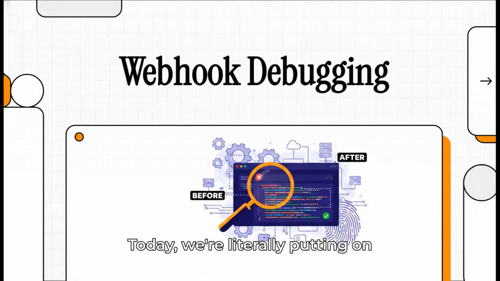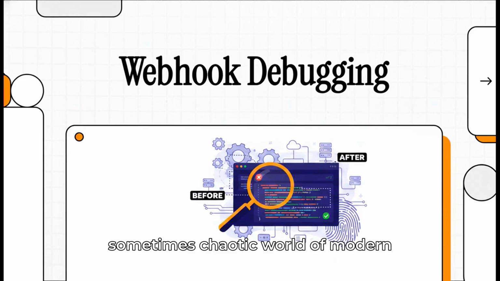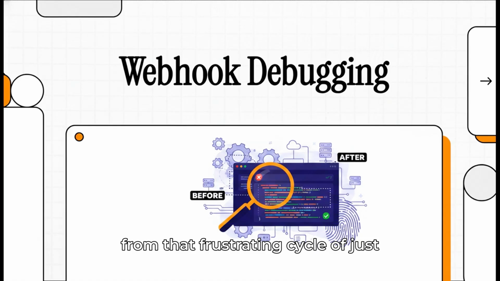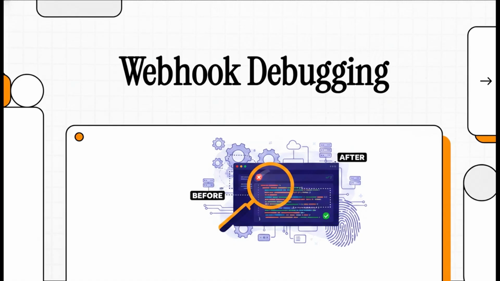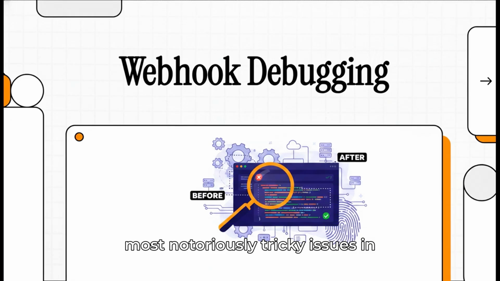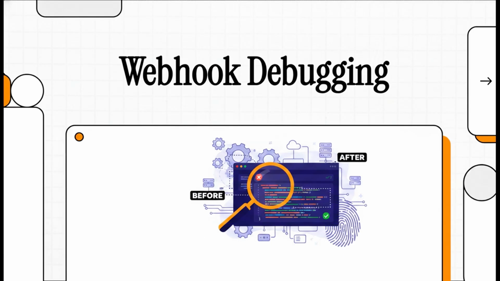Today, we're literally putting on our detective hats and stepping into the fascinating and sometimes chaotic world of modern system architecture. We're going to move entirely away from that frustrating cycle of just guessing what went wrong. Instead, we're going to build a rigorous, evidence-based framework to solve one of the most notoriously tricky issues in tech, webhook failures. If you work in technical support, you know that keeping data synchronized across platforms is absolutely crucial. And today, we're going to master exactly how to do that.